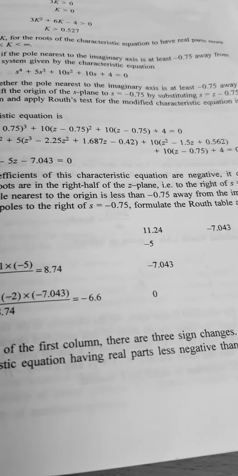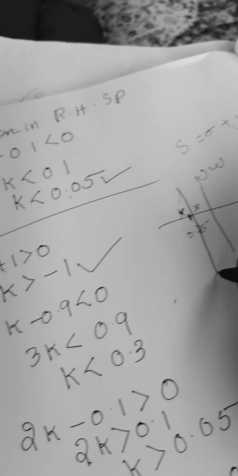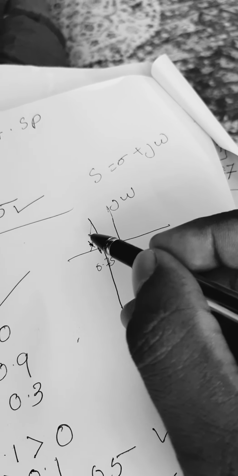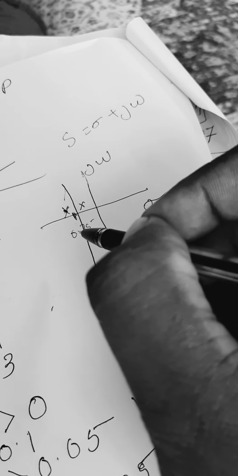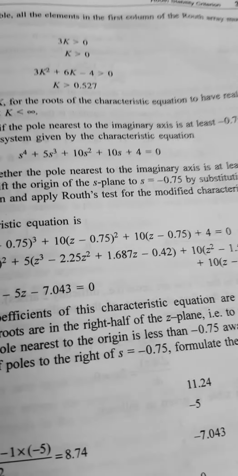When you analyze, you can see that the roots are to the right of this line. Three roots are to the right of the line at minus 0.75. That is the answer.